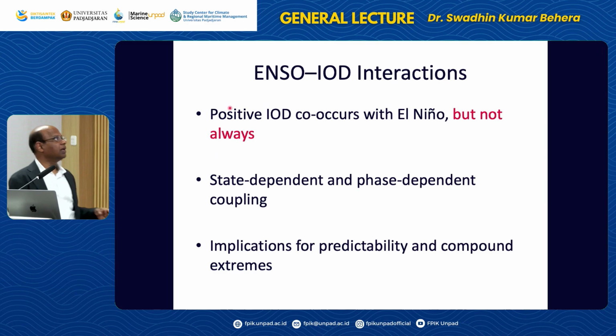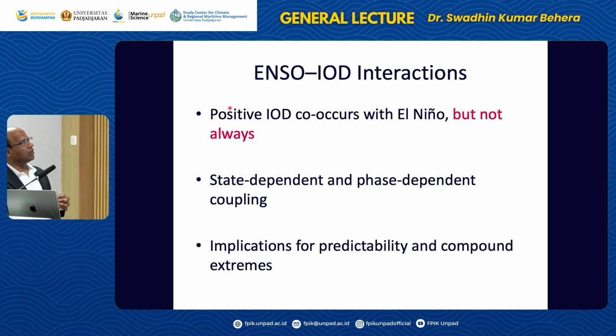Now some people believe ENSO and IOD are very well connected and kind of the same phenomena, but it's not true. There are some years when a positive IOD co-occurs with El Nino, but not always. So they are independent, but there are co-occurrences. When they co-occur, their influence will be very strong, but when only one of them is happening, that will have a unique influence, like the 2019 IOD.